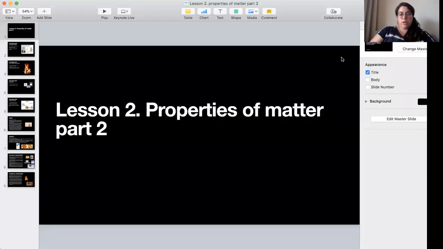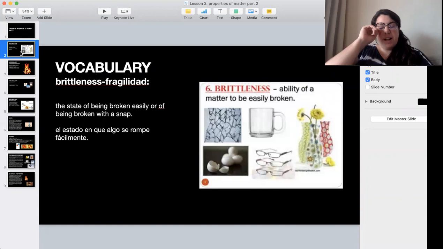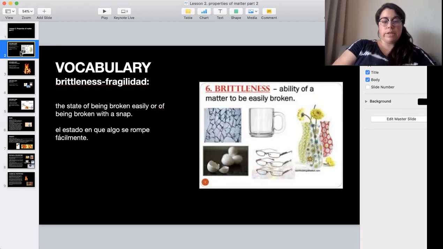Okay, our lesson of today is called Lesson 2, Properties of Matter, Part 2. For our vocabulary of the day, we have the word brittleness. Brittleness means, in Spanish, fragilidad, the state of being broken easily or of being broken with a snap, meaning that something breaks really easily, like a glass, a window, the shell of an egg, a vase.